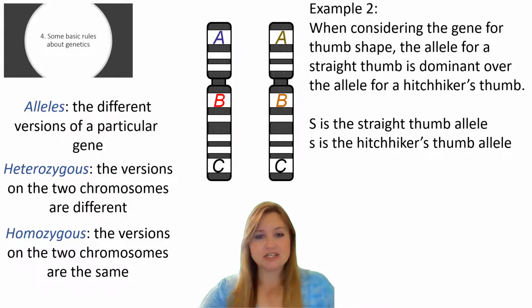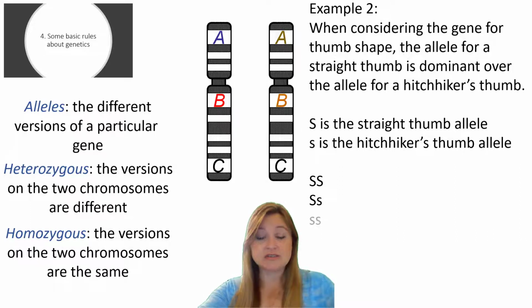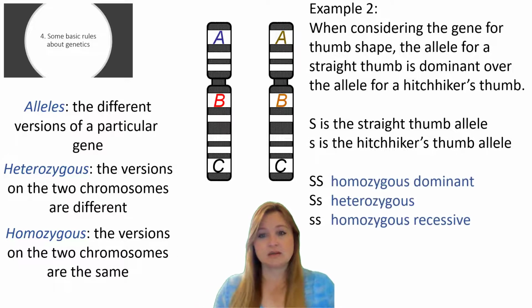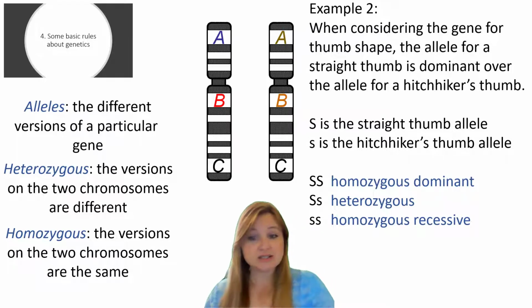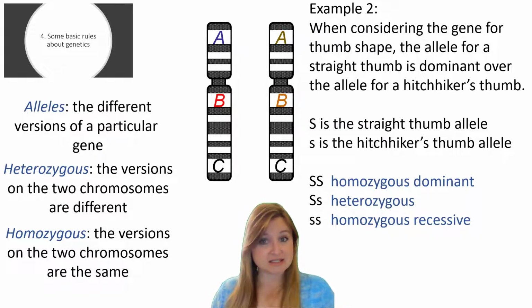When we think about the population, everyone's going to have 2 of each chromosome, so they're going to have 2 alleles for this particular thumb-shape gene. They could have a big S and a big S allele, one from mom, one from dad. They could have a big S and a little s allele, or that individual could have received the recessive allele from both mom and dad, so this person could be little s, little s. Big S, big S is homozygous dominant. Big S, little s is heterozygous. And little s, little s is homozygous recessive.